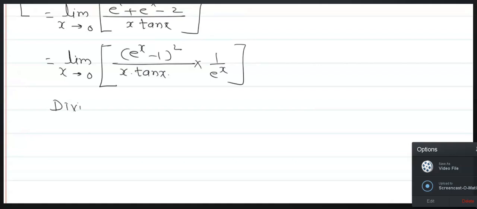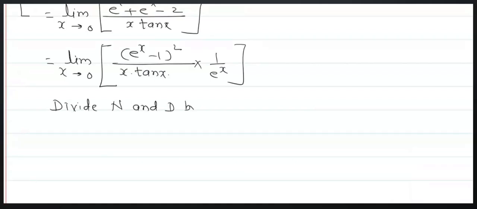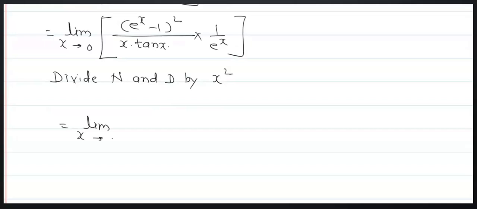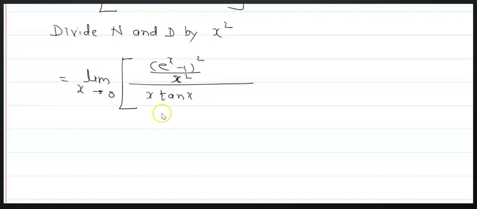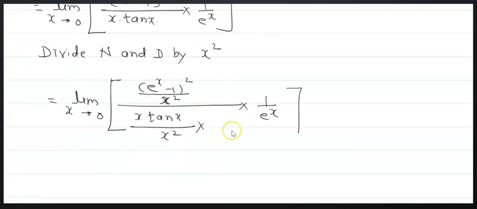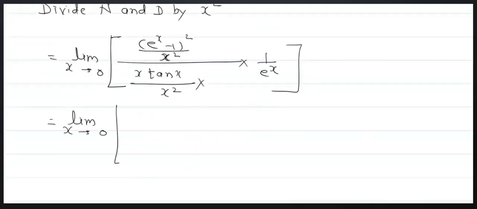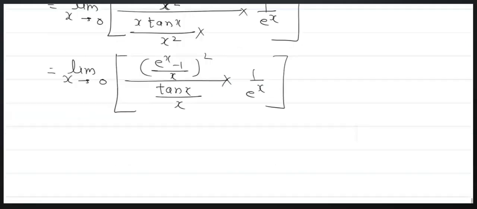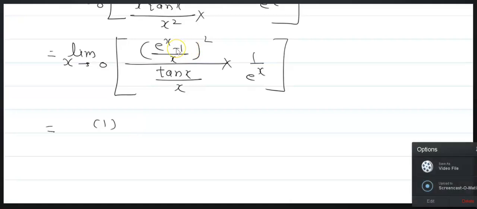Now divide numerator and denominator by x². Here we will require x². x tan x upon x², that x is cancelled. Then you will get tan of x upon x, and that is 1. Now see this here. Divide numerator and denominator by x². Limit x tends to 0, (e raised to x minus 1) bracket square upon x², and x tan x upon x² into 1 upon e raised to x.